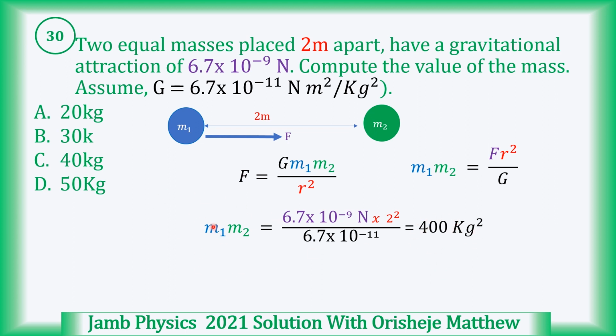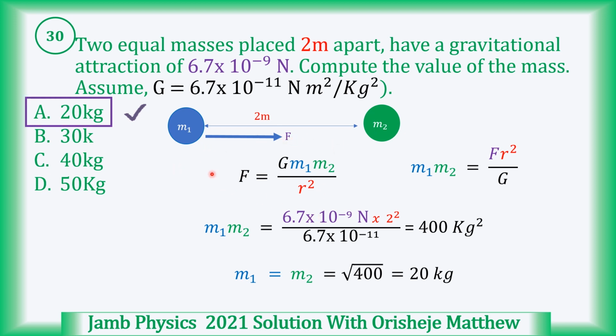400 is the product of the two, so you find the square root of that. M1 is equal to M2, so the square root of 400 is equal to 20 kg. So when the body is 20 kg, then this force of 6.7 times 10 raised to the power minus 9 will be the force of attraction between each of them.